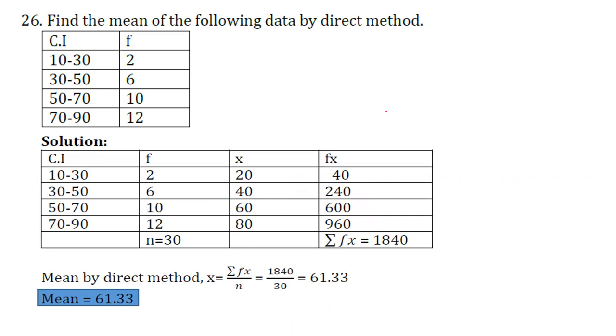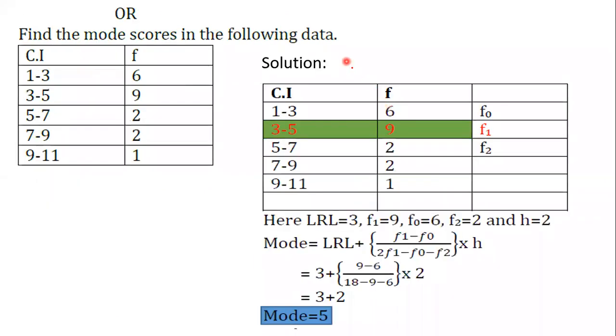Next question. One more question they asked: find the mode. Just now I said they will definitely ask one question to find the mean, or else mode, or else median. Here, find the mode of the scores in the following data. The class intervals given are 1 to 3, 3 to 5, 5 to 7, 7 to 9, 9 to 11, and the frequencies are 6, 9, 2, 2, 1.